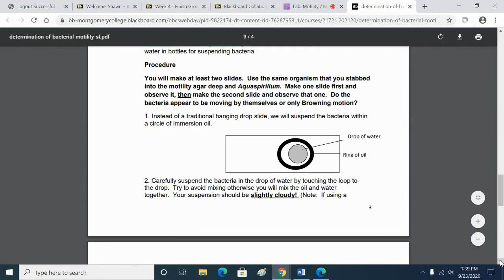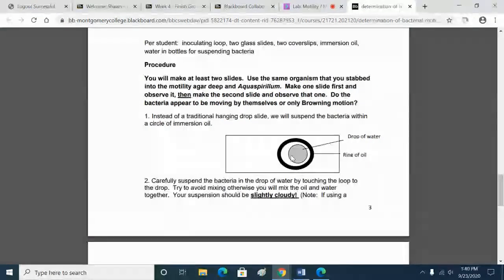So what we do is we take a slide and draw a ring of oil using the oil immersion oil. In the center, you put a drop of water, and then you take a loopful of bacteria and touch it to that drop. But there's no mixing here. You're just going to touch it. If you see something, stop. If you don't, touch it again. But when you see something, stop. And then you put a cover slip on top.